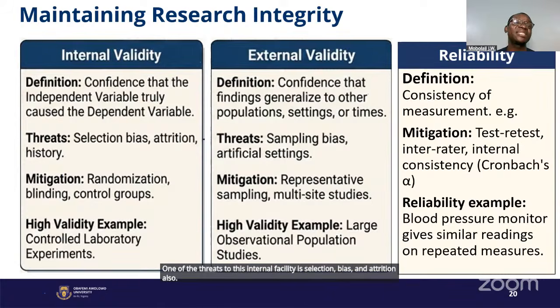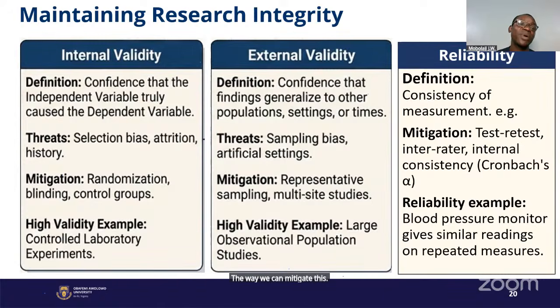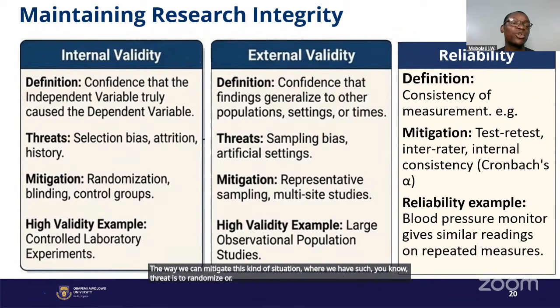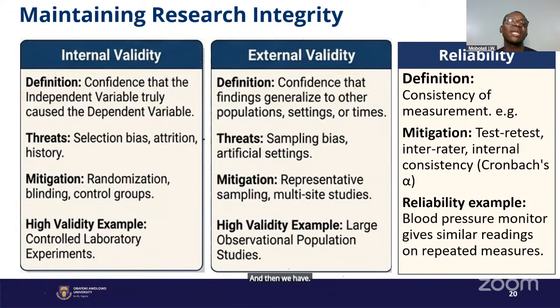The way we can mitigate this kind of situation where we have such threat is to randomize or do some blinding or use control groups. And then we have external validity. And that's the confidence that the findings can be generalized to other populations, other settings, or other times. And sampling bias is a big threat to this, or having an artificial setting.